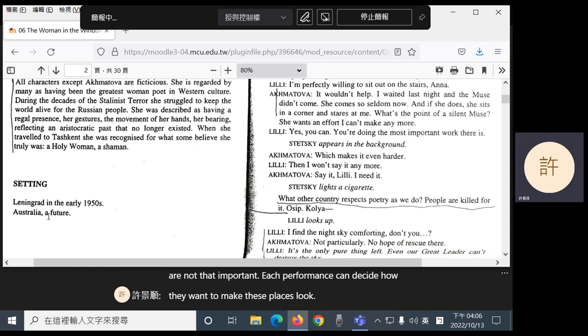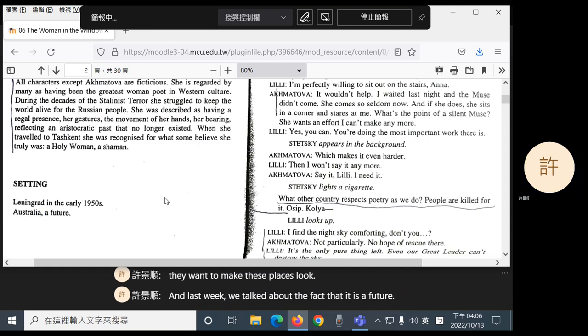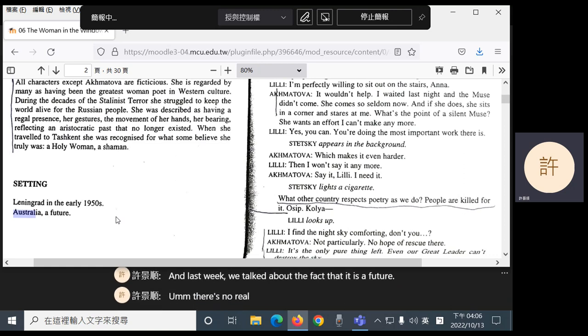And last week we talked about the fact that it is a future. There's no real reason why it's set in Australia. It's only because the author is from Australia. So it's kind of like a play written by a Taiwanese person is set in Taiwan. There's no real importance to that.